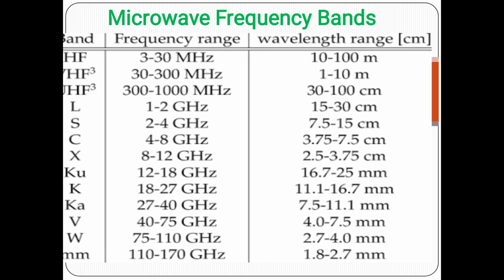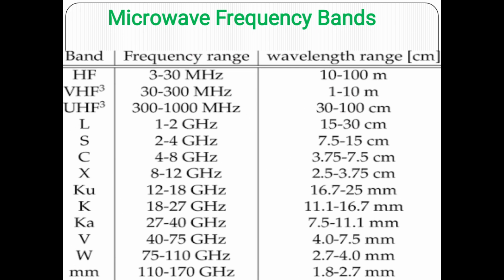Microwave frequency band. Several bands of frequency can be used in microwaves. If you see the bands of frequency, for high frequency, the frequency range is from 3 to 30 megahertz, wavelength ranging from 10 to 100 meter. Very high frequency, 30 to 300 megahertz, wavelength ranging from 1 to 10 meter. Ultra high frequency, frequency range from 300 to 1000 megahertz with the wavelength ranging from 30 to 100 centimeter.